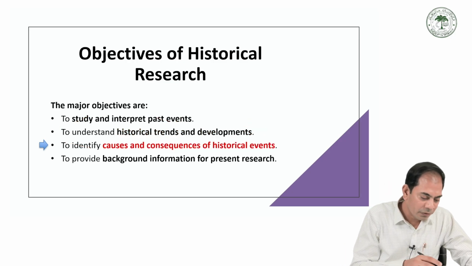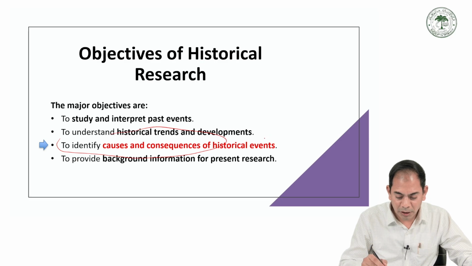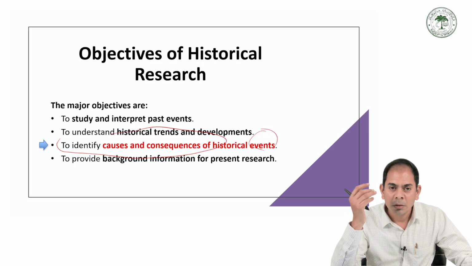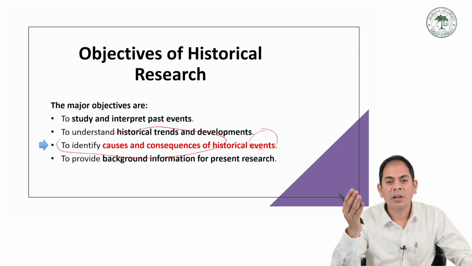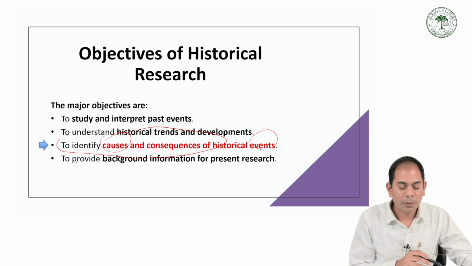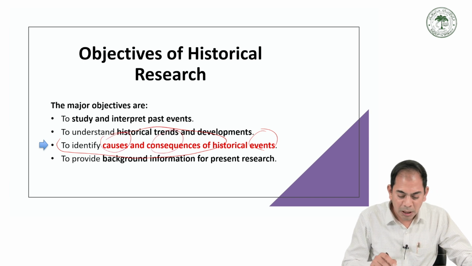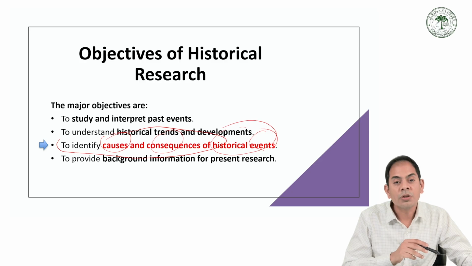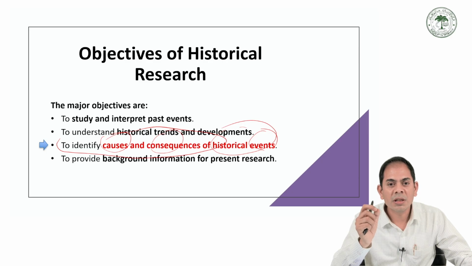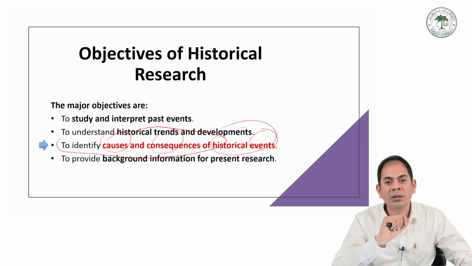The next objective of historical research is the causes and consequences of historical events. Simply, in the past, you focus on any kind of event. The first important thing is what the causes of this type of event were, and its consequences. The other important objective of historical research is to identify the causes and consequences of historical events.